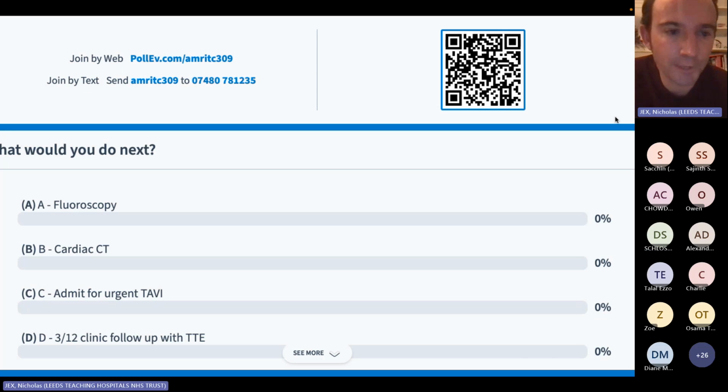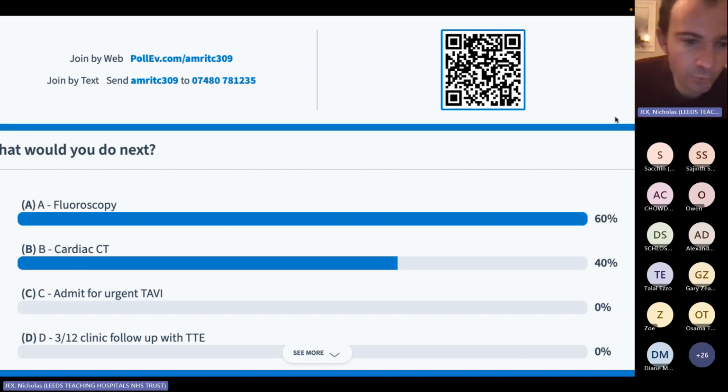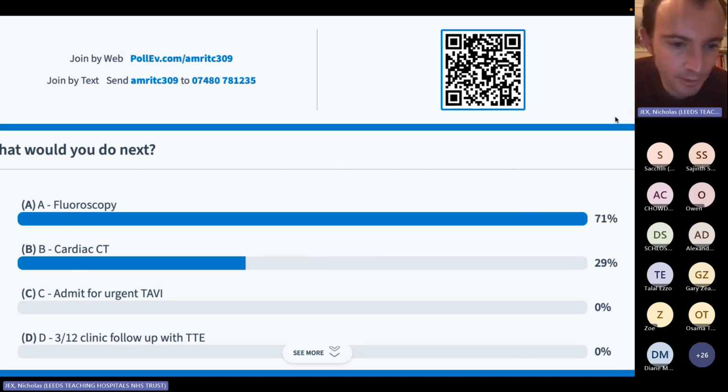Yeah, there you go. Sorry, so what would your next management step be in this patient? Would you go for fluoroscopy, go for a cardiac CT? Would you admit the patient urgently for a TAVI, or would you repeat echo in 3 months?